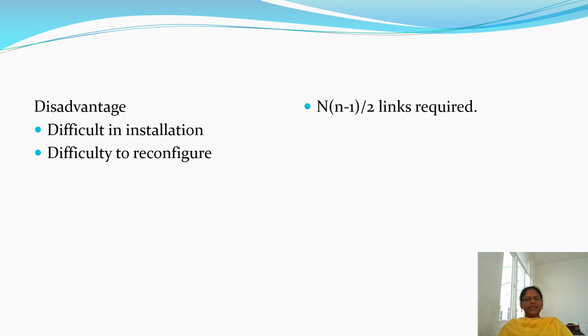Suppose you have n devices in the mesh topology, then the number of links needed is n into n minus 1 by 2, that is n(n-1)/2. For example, if you have 3 nodes in a network, how many links are required to form the mesh topology? So 3 into 3 minus 1 by 2 is the number of links needed for forming the mesh topology.